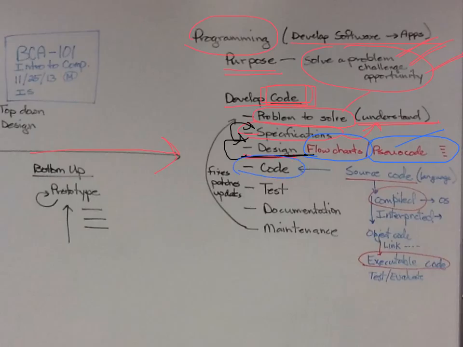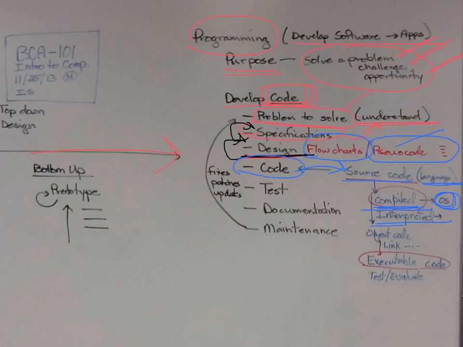And we can write the code. Pick some particular language to write it in. It's referred to as the source code. So that code is written and then it's either compiled or interpreted. If it's compiled, it matches some operating system somewhere. Like you compile it to run on Windows, or you compile it to run on Linux, or iOS, or Android, or whatever you compile it to run on.